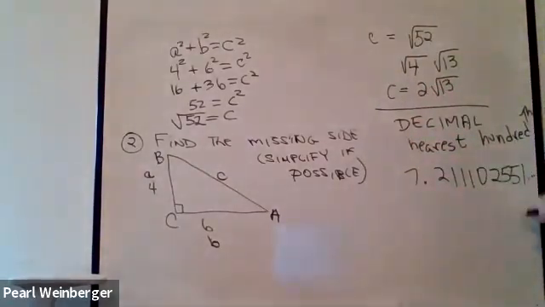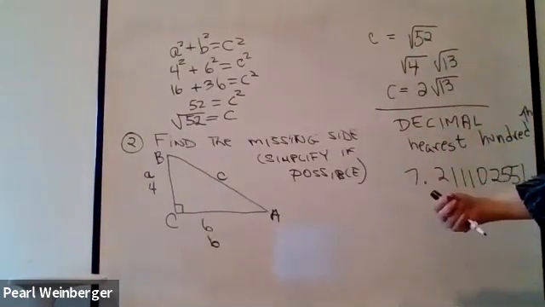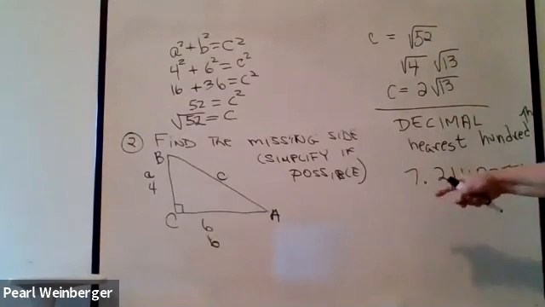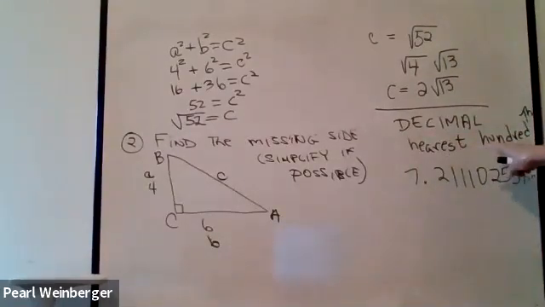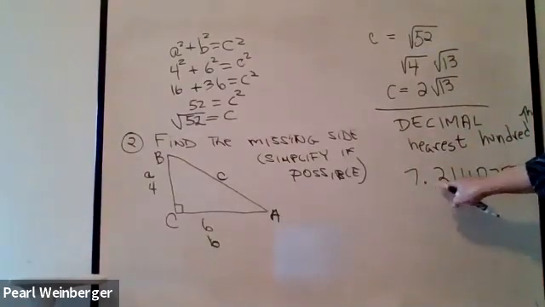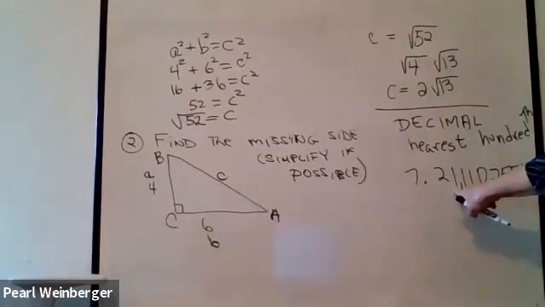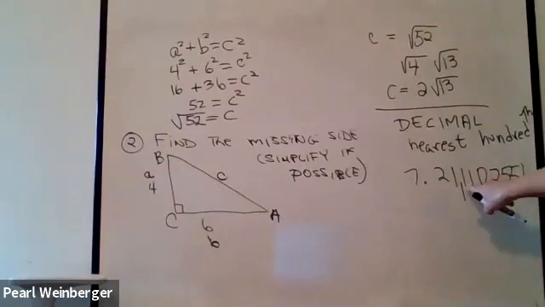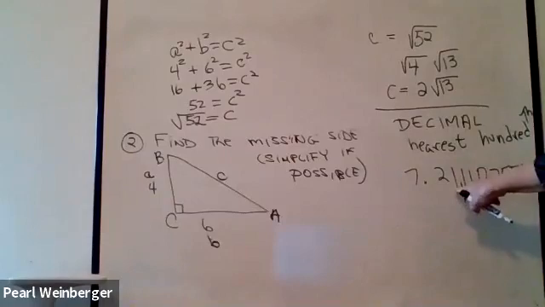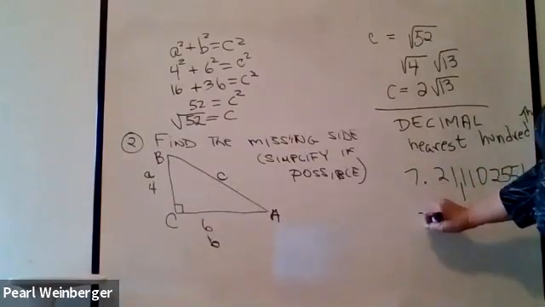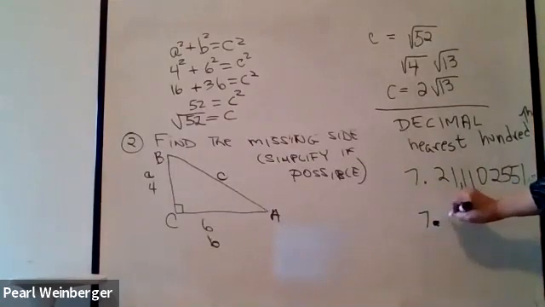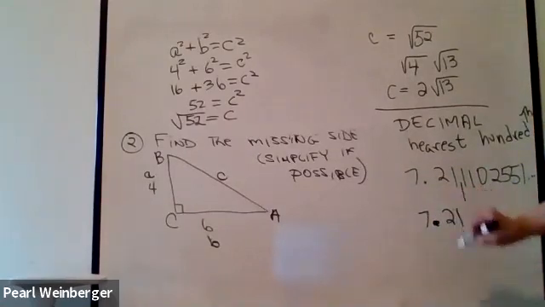This is an irrational number. It's a non-ending, non-repeating decimal. If we want it to the nearest hundredth, we want to go to two decimal places. So we want to stop over here. When we want to round off, we always look at the next number. If that number is 5 or more, we have to increase this number. But it's 1, so my final answer to the nearest hundredth would be 7.21.